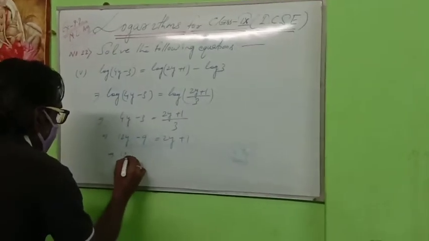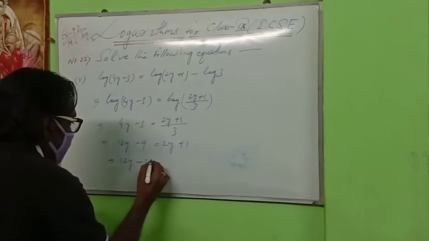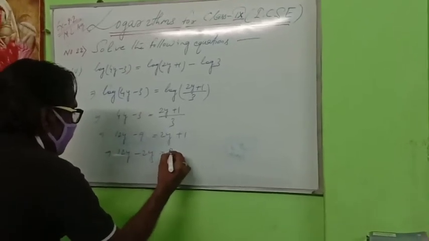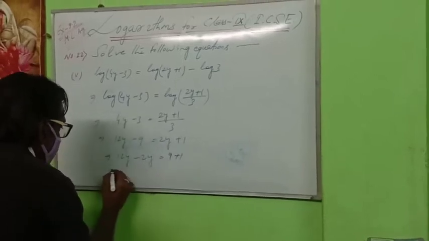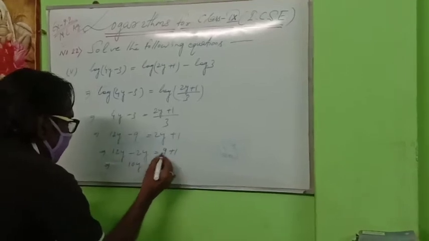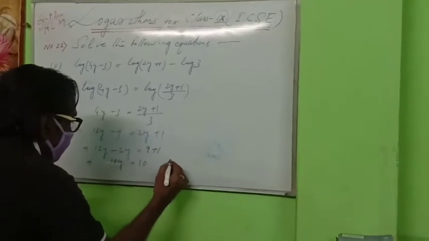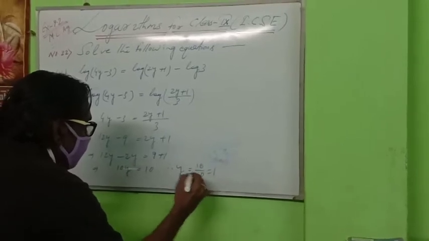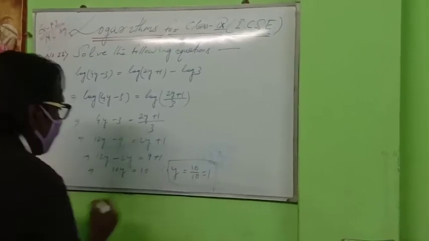Now 12y, this 2y bring this side, minus 2y; 9 will go that side, 9 plus 1. This side coming 12y - 2y, that is 10y. 10y is equal to 9 + 1, 10. Therefore y is equal to how much? 10 by 10. 10 by 10 is what? 1. This is the answer of number 5th.